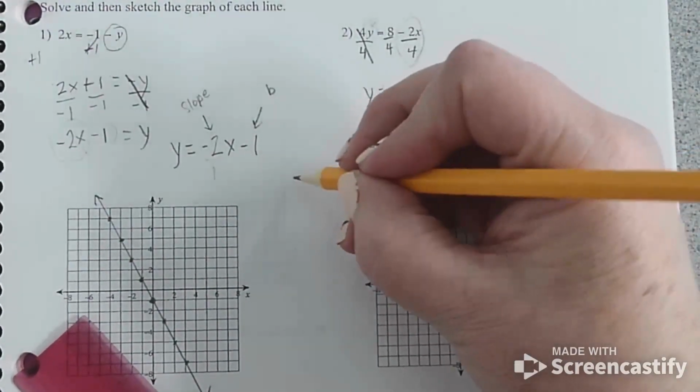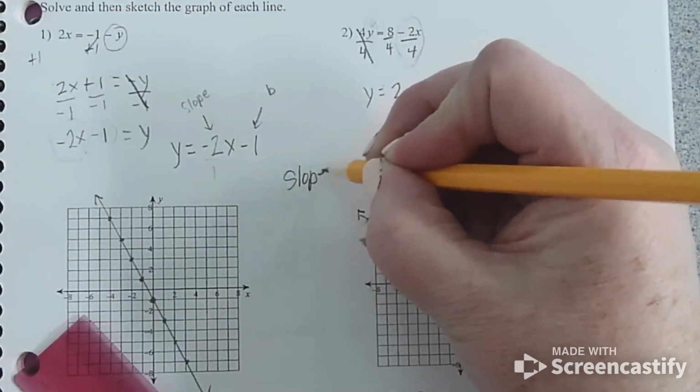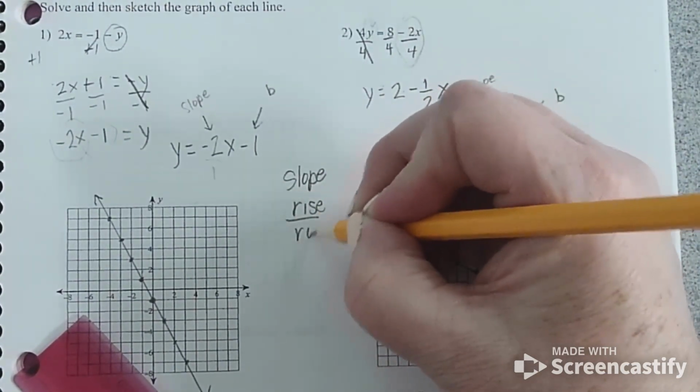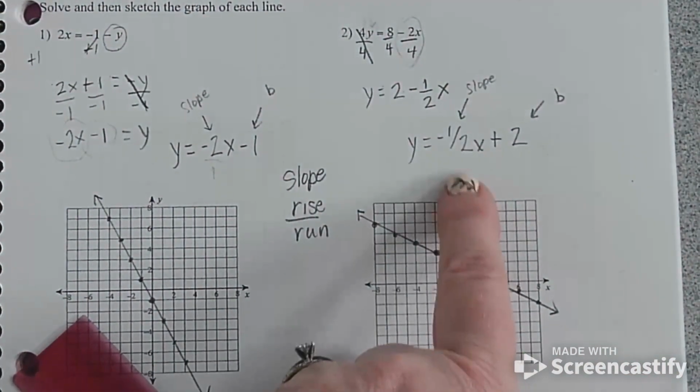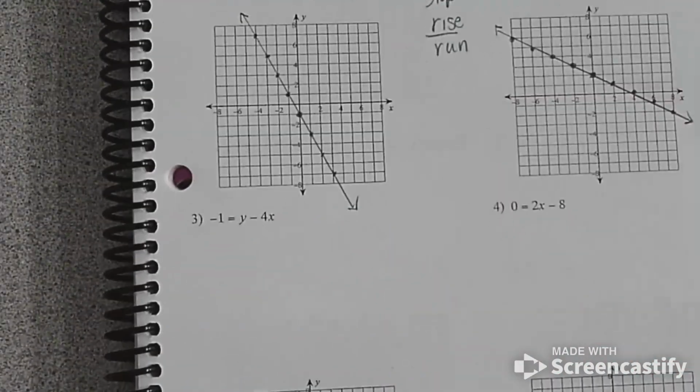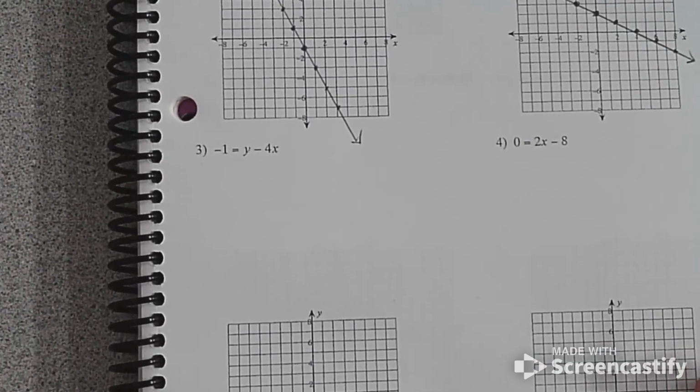And you guys know that slope, right? We will just do rise over run. Okay, so that is, the 1 is our rise and the 2 is our run. Okay, let's do number 3 really fast.